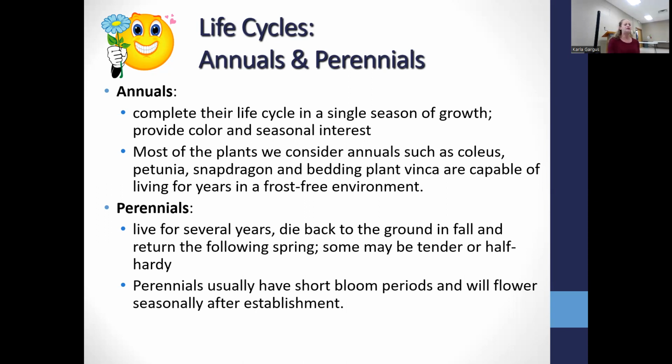Sometimes you have short-lived perennials. But these perennials, as I mentioned, are going to have short bloom periods and they will flower seasonally after establishment. So you want to look at those bloom periods when you're planning out your landscape design and make sure you've got something flowering all through the season. And you can supplement with annuals for the color, for the impact.